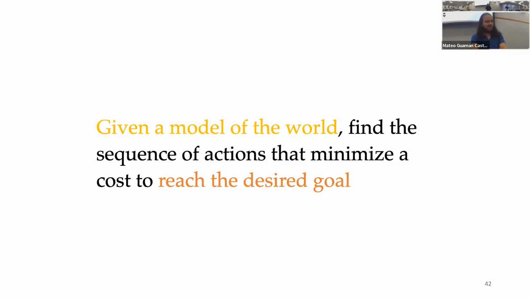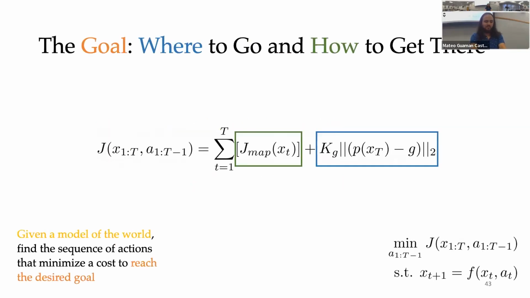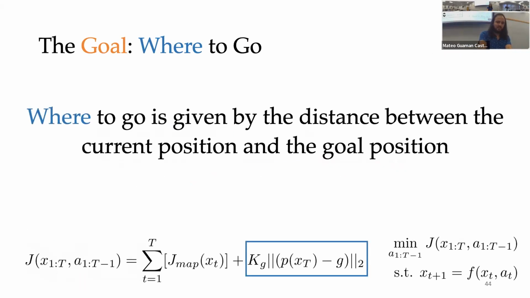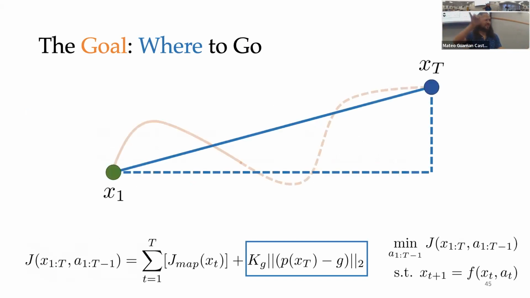Now I'm going to talk about how we actually reach a desired goal. There are two parts to the goal: we want to figure out where to go and how to actually get there. So there are two terms to this cost function that I'll break up now. Where to go is given, in our case very simply, by the distance between the current position and the goal position that you're trying to reach. So an L2 norm will do the trick. There are cases where this doesn't work as well, and you do have to do a bit of tuning. That's why you have this gain term here. But generally, that takes you pretty far.